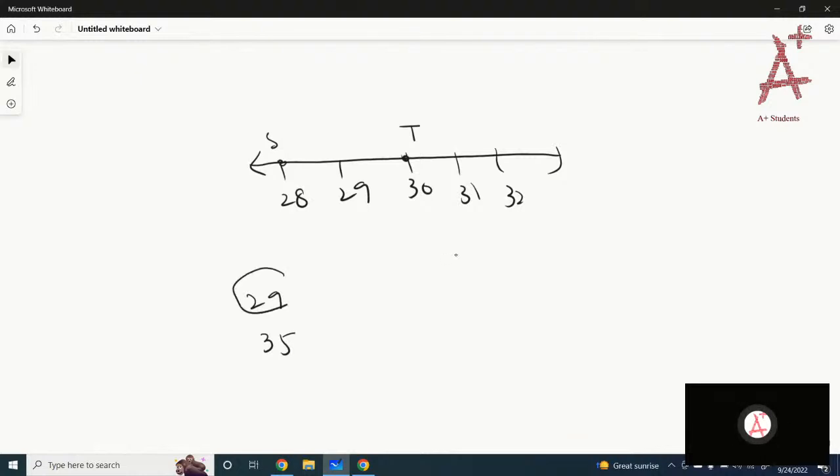It is 29. When you add the coordinates, 28 plus 30 would be 58, and 58 divided by 2 is 29. Got it?